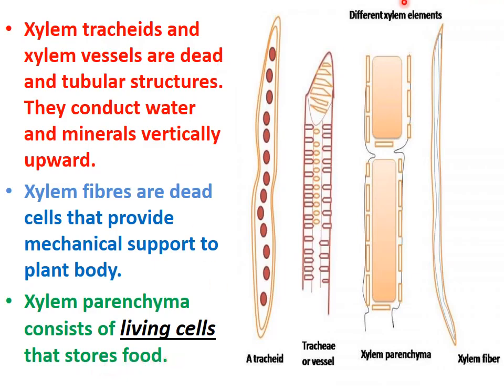So out of these four components of xylem, which consists of living cells? It is xylem parenchyma, which consists of living cells. And all the other three consist of dead cells. This is a very important question which comes in exams also. So the first three are dead and the last one, that is parenchyma, is a living cell.